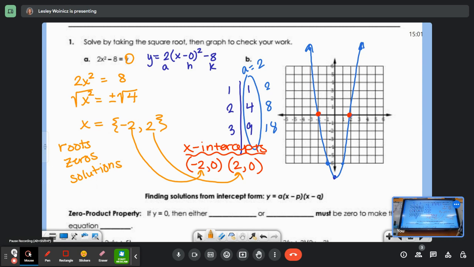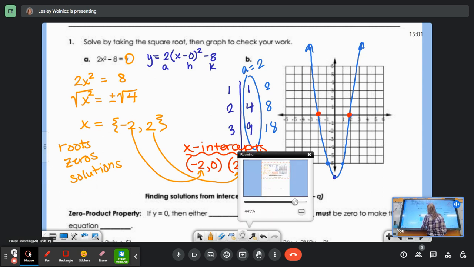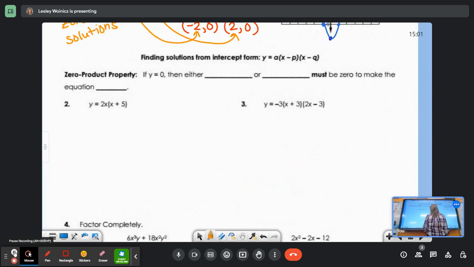Okay? Next, we started doing intercept form or factored form. So we used the ZPP. We said that if our y value was 0, we would have to multiply by 0 to get a 0 as a product. Otherwise, there's no way to get 0. So either x minus p or x minus q must be 0 to make our equation true.